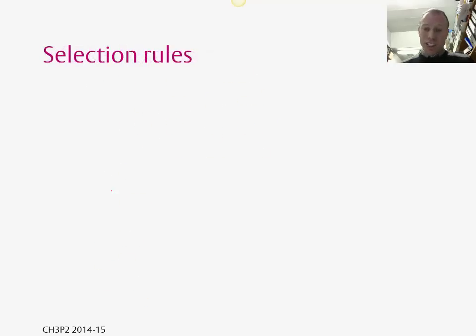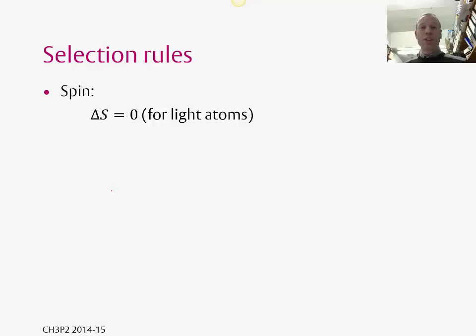Now that we've got these electronic states, we need to think about whether transitions are allowed between them, so we need to know the selection rules. When we have several electrons, we can't work with the little letters anymore, we need to work with the capital letters. So we need to work with the total spin angular momentum and the change in this value. Delta S has to be equal to 0 for light atoms. This does break down further down the periodic table, but for our purposes we'll assume that delta S is equal to 0.